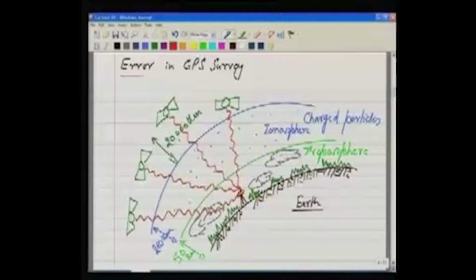Well, having said that, now we will go for errors in GPS survey.